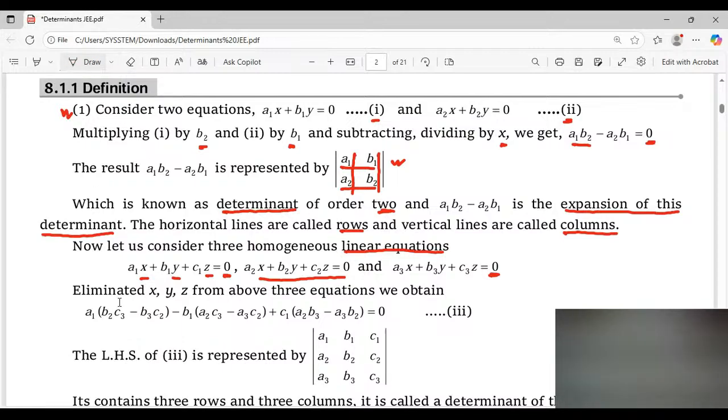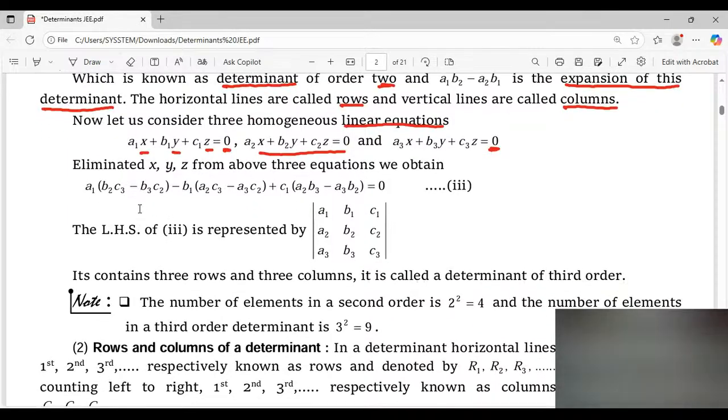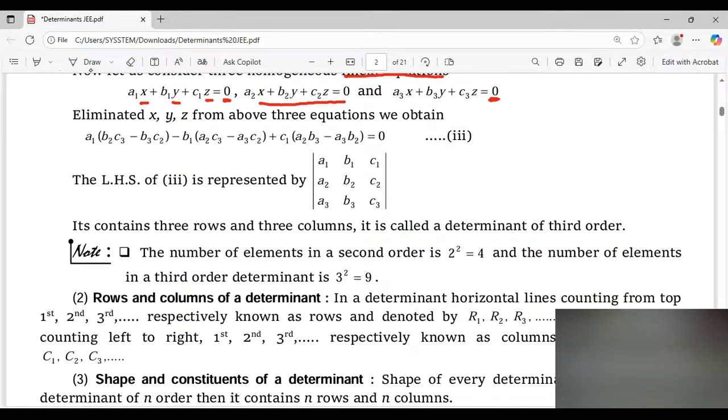So now let's see, eliminating x, y, z from the above three equations, we obtain a1 into (b2 into c3 minus b3 into c2) minus b1 into (a2 into c3 minus a3 into c2) plus c1 into (a2 into b3 minus a3 into b2) equal to 0.